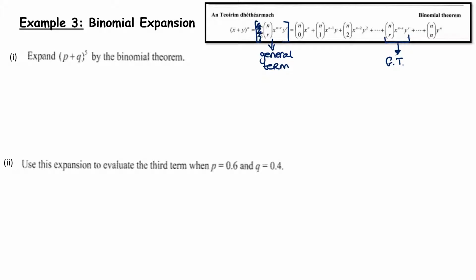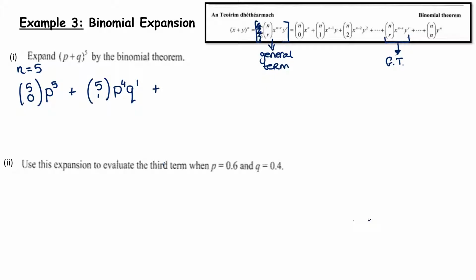So it is (x + y)^n. So the first thing I'll notice here, my n is 5. Okay, the x is p and the y is q. So what I get is 5 choose 0, x, so my first term in the bracket, p to the power of n, which is 5, plus n choose 1, so 5 choose 1, and then I get p to the power of n minus 1, which is 4, and q to the power of r, which is 1. Okay.